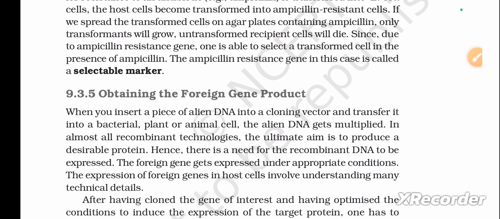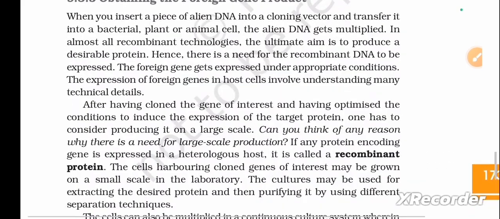Next is obtaining the foreign gene product. When you insert a piece of alien DNA into a cloning vector and transfer it into a bacterial, plant or animal cell, the alien DNA gets multiplied. In almost all recombinant technologies, the ultimate aim is to produce a desirable protein. Hence, there is a need for the recombinant DNA to be expressed. The foreign gene gets expressed under appropriate conditions. The expression of foreign genes in host cells involves understanding many technical details.